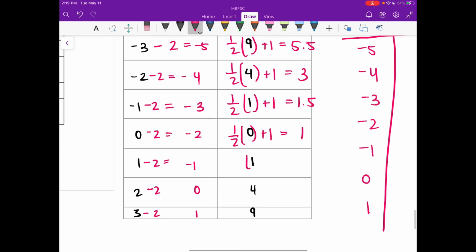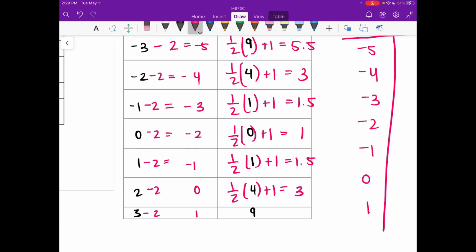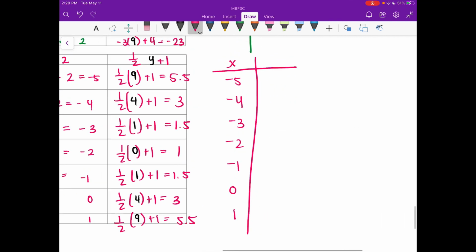And then it starts to repeat, so 1/2 times 1 plus 1 is 1.5. 1/2 times 4 plus 1 is going to be 3, sorry, oops. And then 1/2 times 9 plus 1 is going to be 5.5. So those are my new y values, and I'm just going to write that in: 5.5, 3, 1.5, 1, 1.5, 3, 5.5.